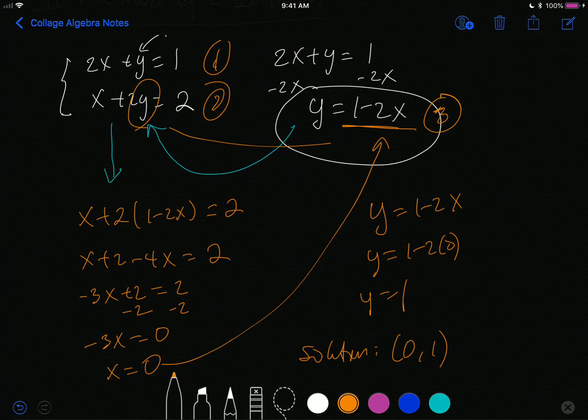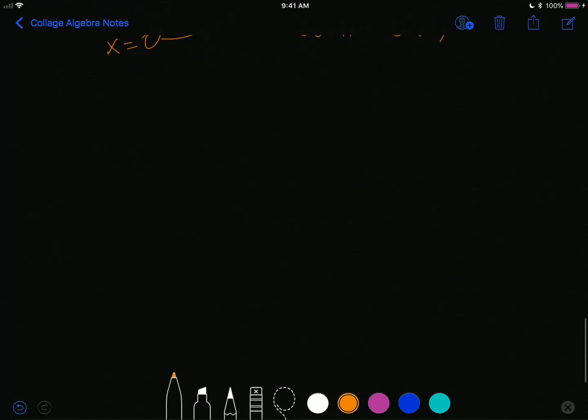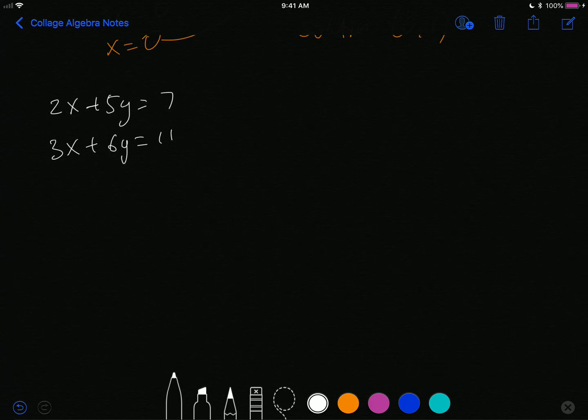Let's try one more example with substitution. So let's say I have 2x plus 5y equals 7, and then 3x plus 6y equals 11. And I'm trying to solve this by substitution. I gotta pick an equation, pick a variable to get rid of. This time let's get rid of x.